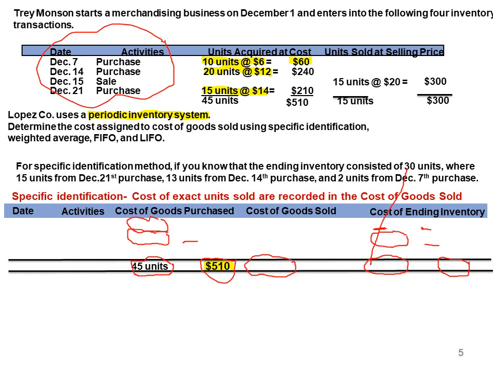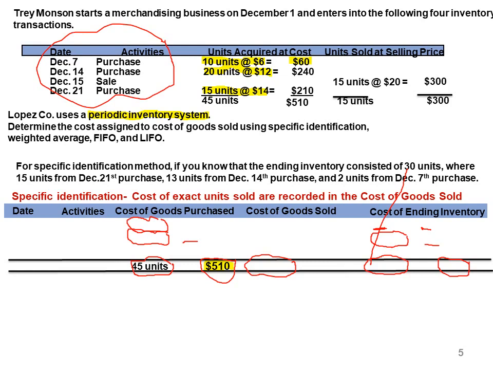So you have the same four transactions. On December 7th, purchased 10 units at a cost of 6. On December 14, purchased an additional 20 units at a cost of 12. On December 15, you had a sale of 15 units at a $20 selling price. And on December 21st, you have more purchases, equal to 15 units, each purchased for $14.